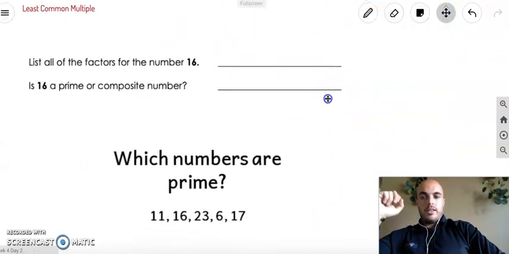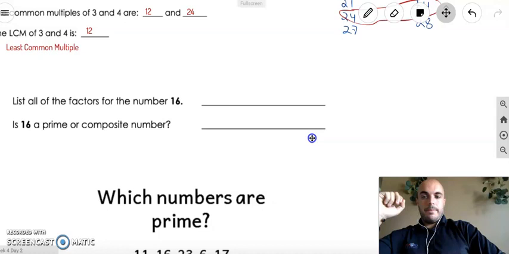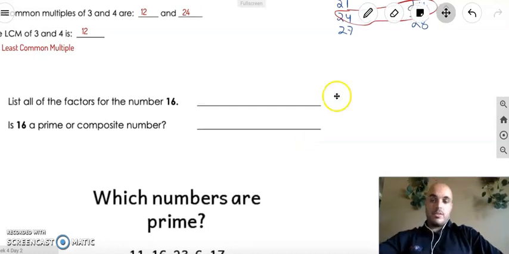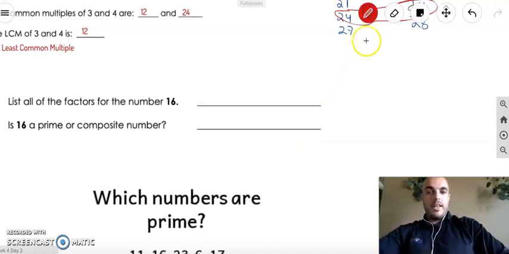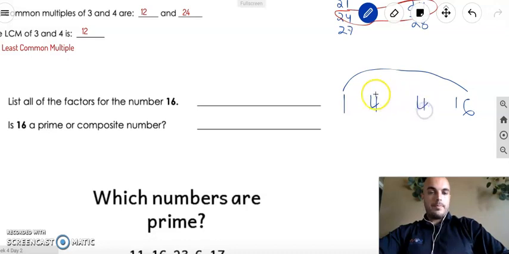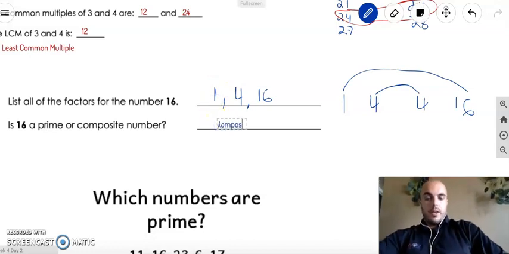Let's look at some more factoring to build into prime or composite. So list all the factors for the number 16. If you guessed it, we are in fact going to do a rainbow. So 1, 16. And then we also have 2, 8, and 4 and 4. So all the factors of 16 are 1, 2, 4, 8, and 16. 16 is in fact a composite number.